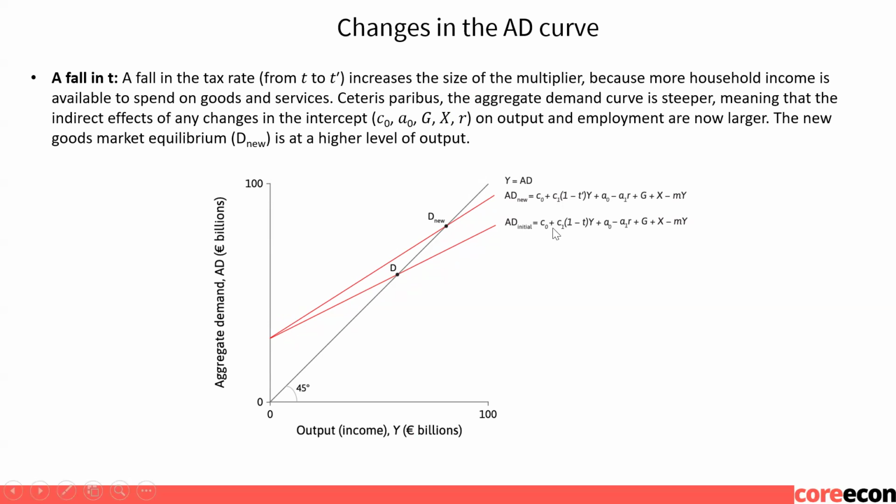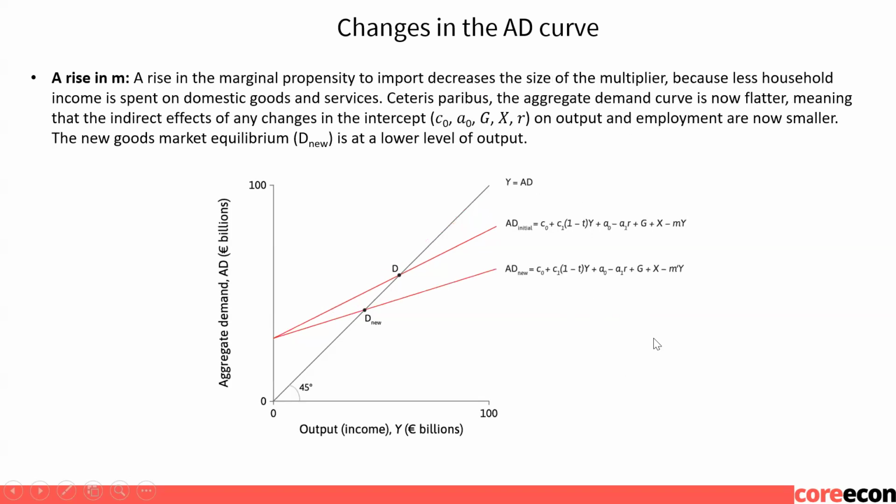Notice it's somewhat different than the previous cases because we are seeing a slope parameter rather than an exogenous constant. So a fall in the tax rates increases the size of the multiplier because more household income is available to spend on goods and services. So, ceteris paribus, the aggregate demand curve becomes steeper, meaning that the indirect effects of the changes in C0, A0, and everything else on output and employment are going to become larger. So we have a higher new equilibrium as a consequence of this change in the tax policy.